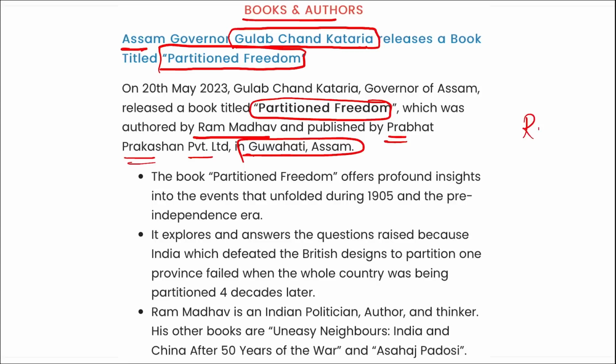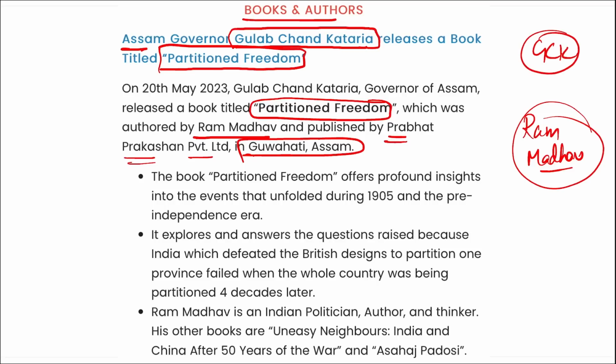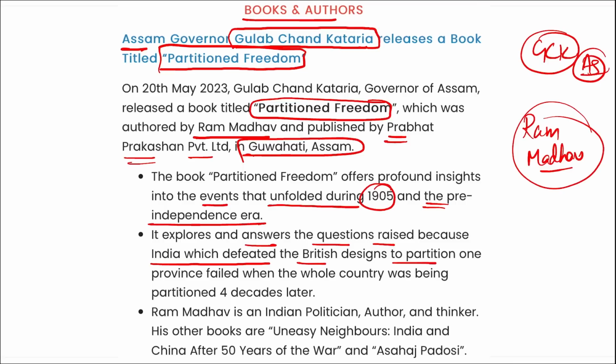So who authored this book? It was authored by Ram Madhav. Who released this book? Gulab Chand Kataria, who is the governor of Assam. And this book is titled Partitioned Freedom. This book offers various insights into the events that unfolded during 1905 and the pre-independence era. It explores and answers the questions raised because India, which defeated the British designs to partition one province, failed when the whole country was being partitioned four decades later.